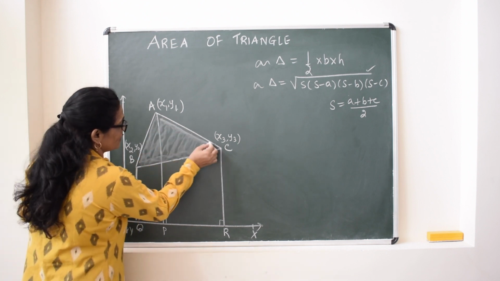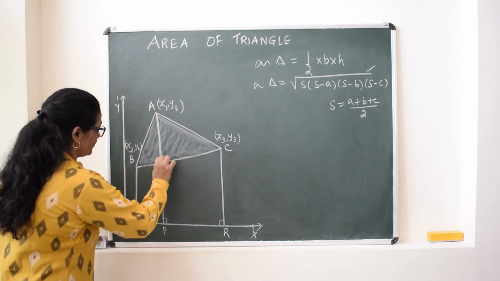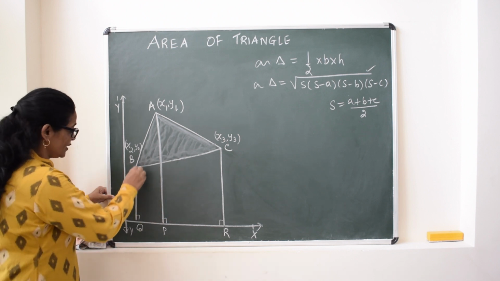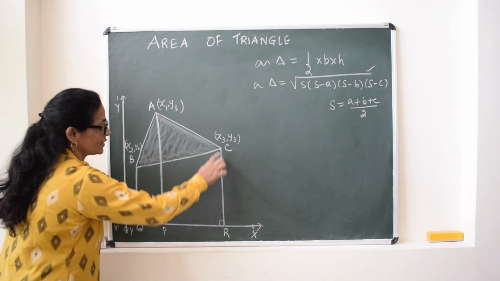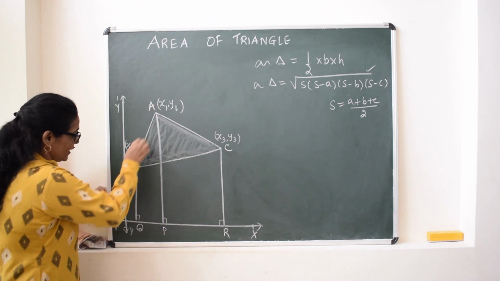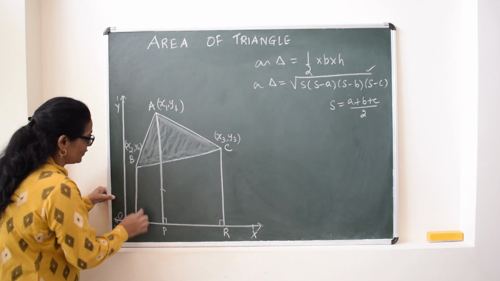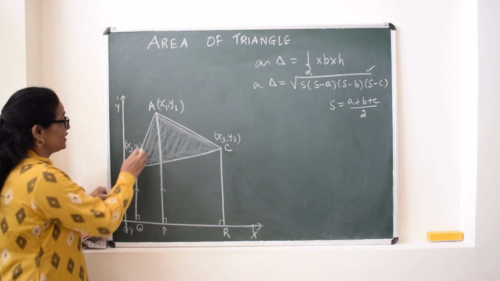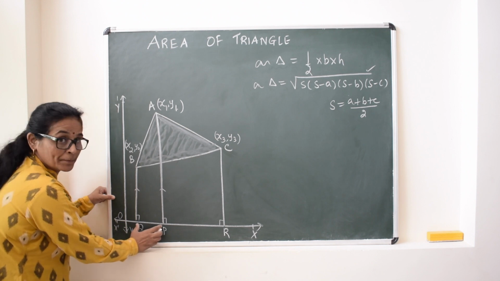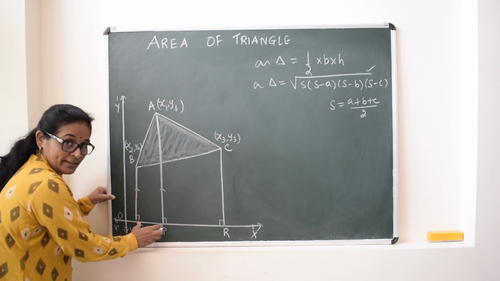For this we have done one construction. From point A we have dropped a perpendicular AP on the x-axis, BQ is perpendicular on the x-axis, CR is perpendicular on the x-axis. It means that this figure ABQP, these two lines are perpendiculars on the same line, so they will be parallel. It means this figure will be a trapezium. Since this QP is also perpendicular on these two lines, this is the perpendicular height.